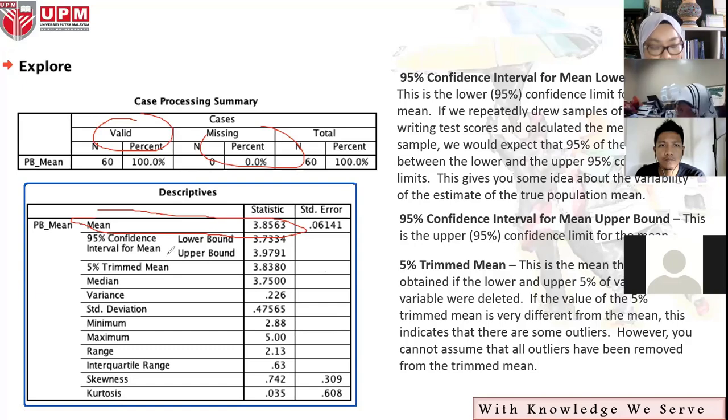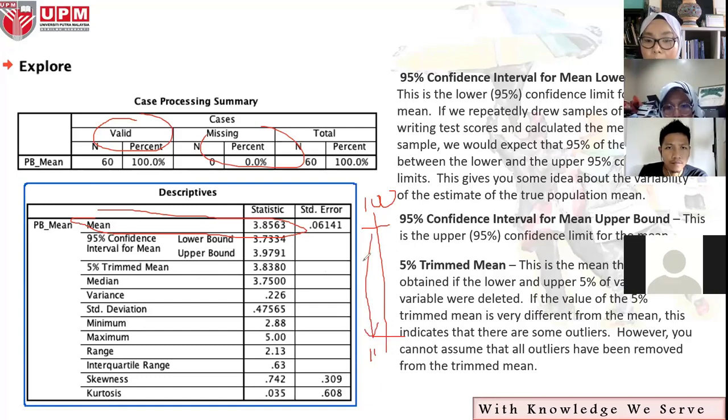And then 5% trim mean. Let's say this is your data, 1 to 100. Trim mean is after they trim 5% from the top and 5% from the bottom, so you leave 90% of your data. Mainly based on the 5% trim mean, it's stated that 3.838 is where your data is located within the range of 90%.